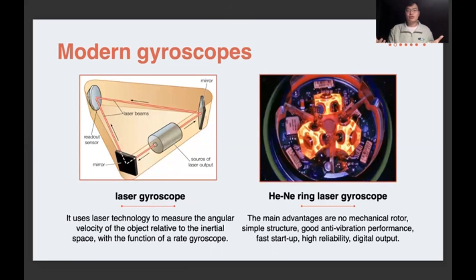Next, the laser gyroscope. It uses laser technology to measure the angular velocity, and the main advantages are the simple structure, good anti-vibration performance, and higher reliability.